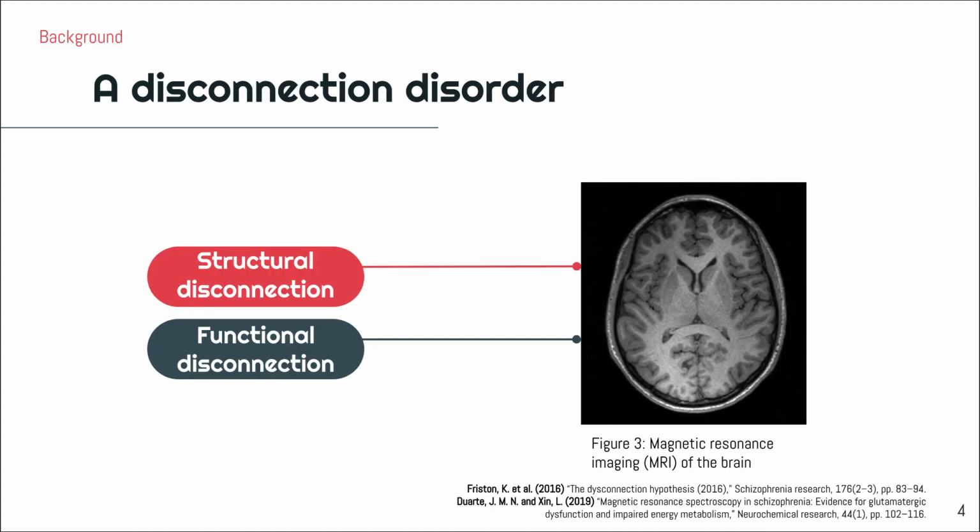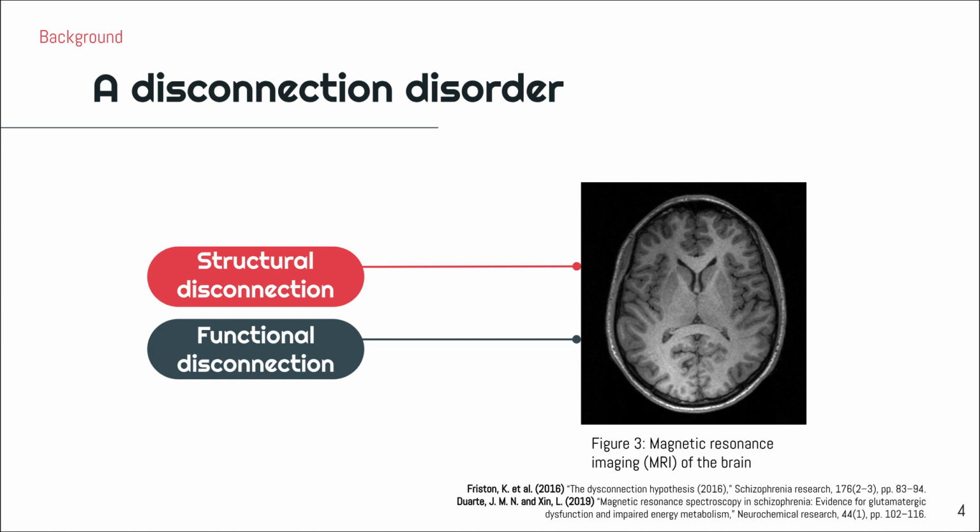It has long been reported that psychosis is a disconnection disorder, in which both structural and functional connections of the brain have been disturbed. This means that both the physical neuronal connections and the efficiency with which information is transmitted between them have been compromised. These observations have been made in chronic adult patients.